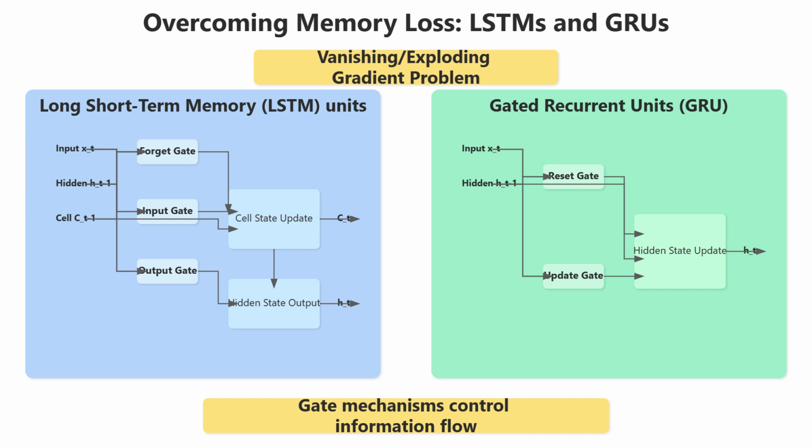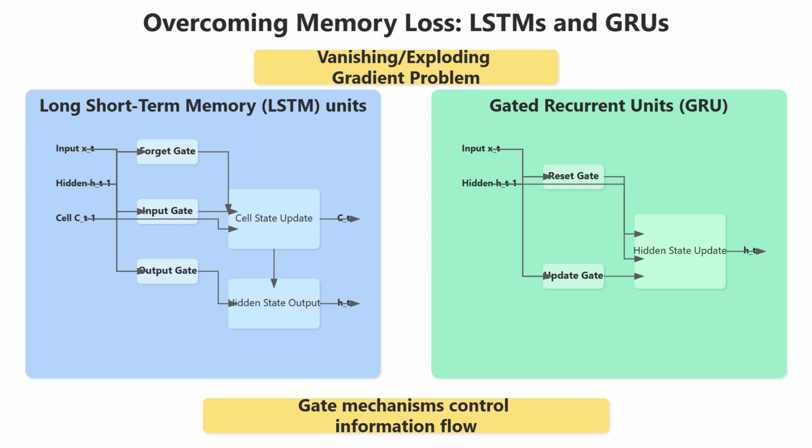These are specialized types of RNN cells designed with internal gate mechanisms that regulate the flow of information. LSTMs, for instance, employ three main gates: an input gate, a forget gate, and an output gate. Think of these as intelligent filters that decide what information to keep, what to discard, and what to output to the next hidden state. This allows LSTMs to selectively remember or forget information over long periods.